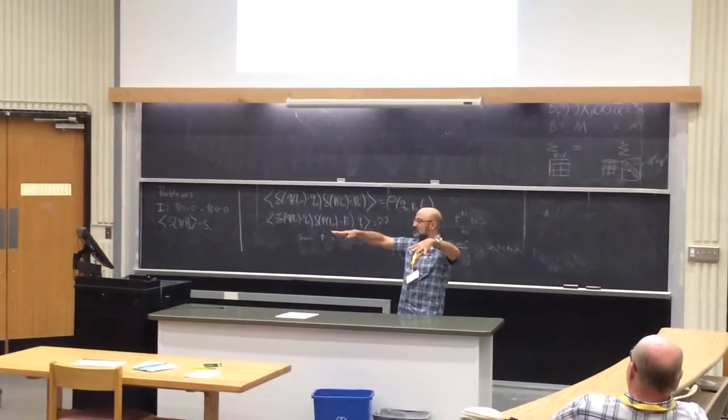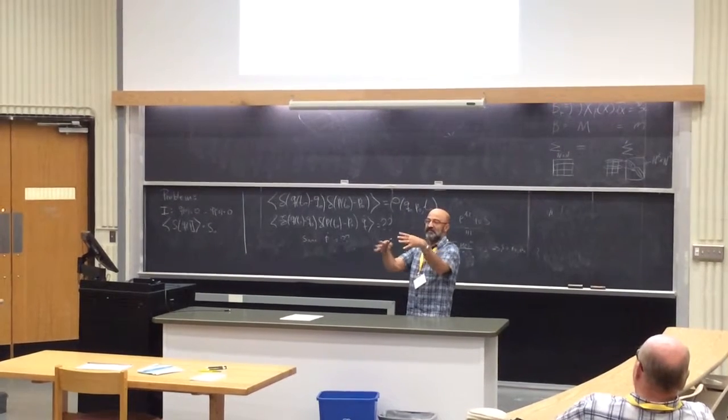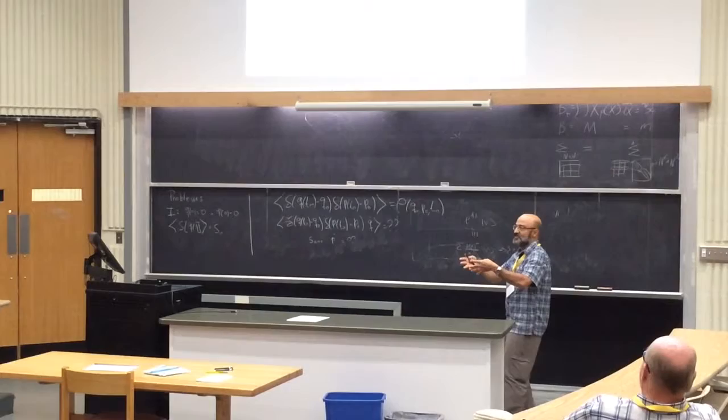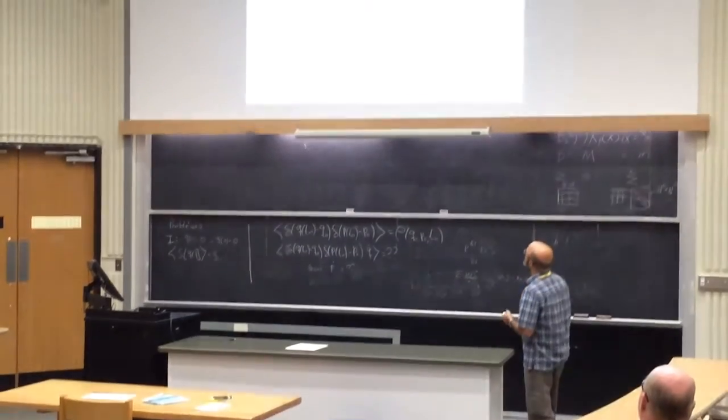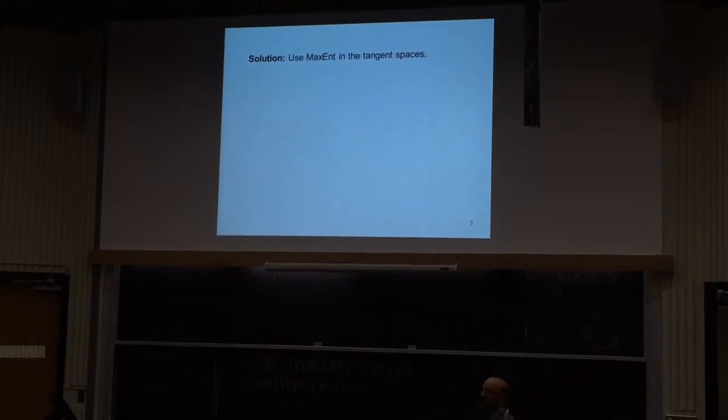If the space were flat, you would be able to choose Cartesian coordinates. But if it's curved, you can't. The best system of coordinates is not Cartesian. So the solution: we're going to use MaxEnt, but we're going to use it on the tangent spaces.